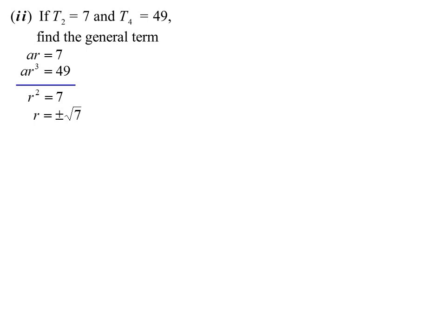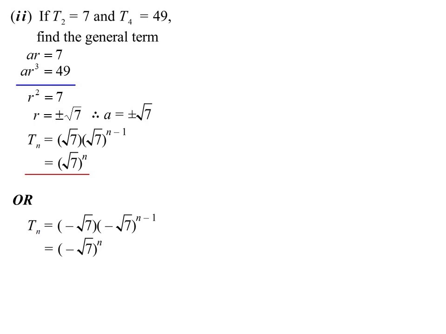Let's substitute back in and work out A, and that will depend on the ratio. Now, if the ratio was positive, then A must have been positive, so it'll be positive square root of 7. If the ratio is negative, then the first term must have been negative to get that pattern right. I'm just going to write it with the positive one and say, well, it's root 7 times root 7 to the n minus 1. The other possibility could have been this. Minus root 7 times minus root 7, it gives me minus root 7 to the power of n.